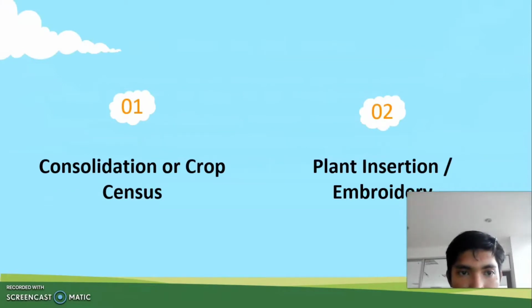Work one is consolidation or crop census. Work two, plant insertion and embroidery.